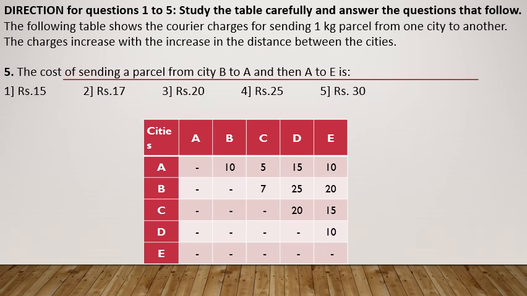Okay, coming to the next question, question number 5. The question is, the cost of sending a parcel from city B to A and A to E is. Let us first check for B to A. B to A it was 10, and A to E it is 10. So when combining the charges it is 20. So the answer of this question will be third, 20, right?